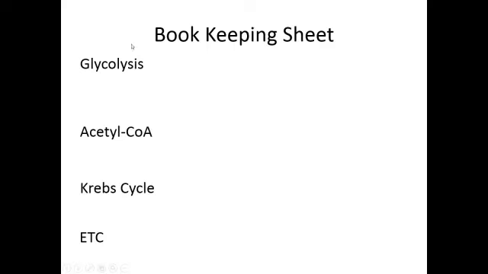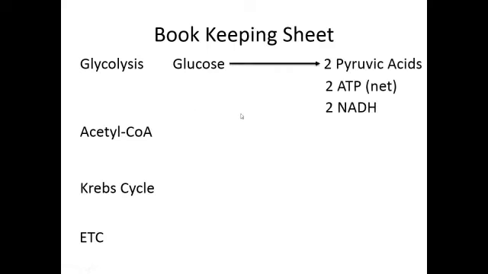Let's pause here to go over what I call bookkeeping, to keep track of what the substrates and products are for each of these metabolic pathways. So starting with glycolysis, our first substrate is glucose, and from that we get 2 pyruvic acids, 2 ATP net (remember, total we've made 4), and 2 NADHs. Now from here on out we're going to be keeping track of everything per glucose.